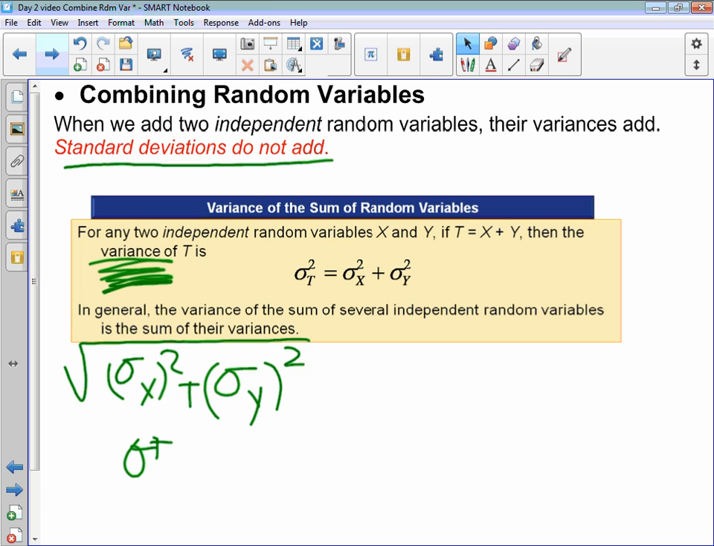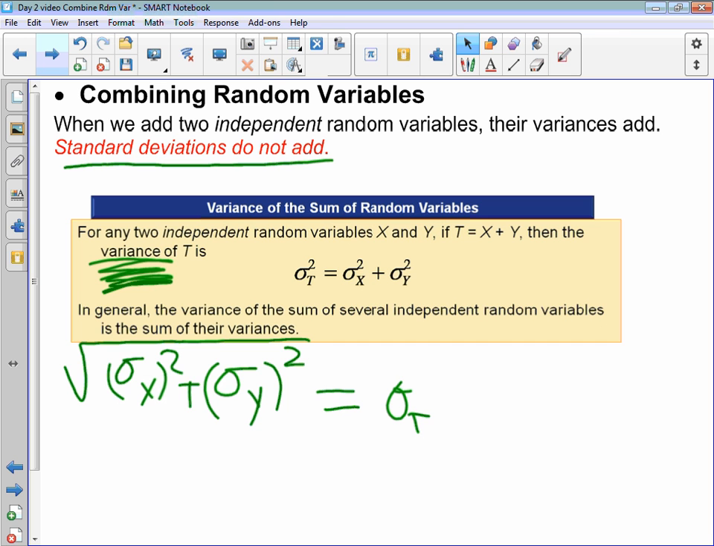But remember, variance is defined as the square. Well, actually, standard deviation is defined as the square root of variance. So we would have to square the standard deviations, add them together, and then find the square root, and that would give us the standard deviation of t. That should be a subscript. I don't know what happened there. And that's the tricky one.